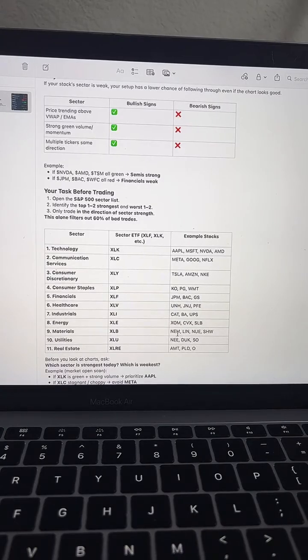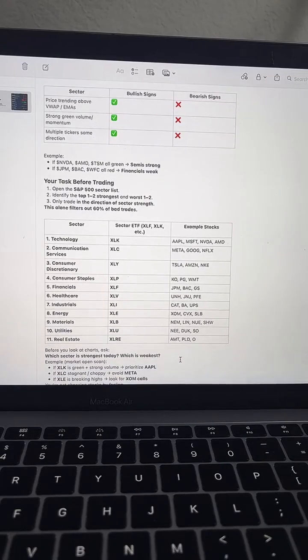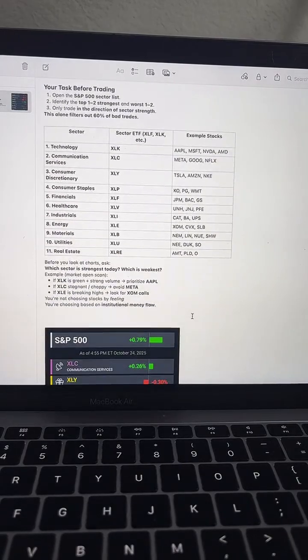Materials, you have LIN and others, and I honestly don't even know which ones those are. Yeah, I use ChatGPT. Utilities, you have NEE, Duke Energy. Real estate sector, AMT, PLD, and O. I know this is Prologis. Okay, so those are the sectors and some examples.